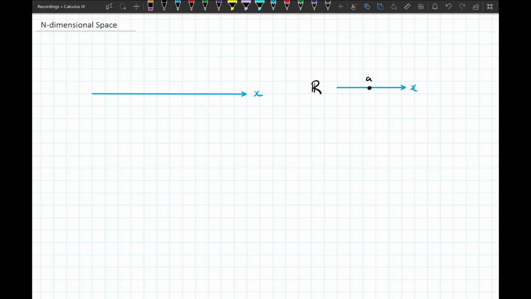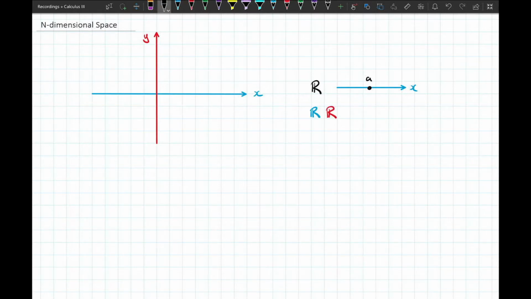As we add another dimension, we're going to need a brand new axis. So in 2 dimensions, we may have a second axis here. We can label that as the y-axis. And now this is a real number line with another real number line that is perpendicular to it. We've got our real number line from the x-axis and a real number line from the y-axis.